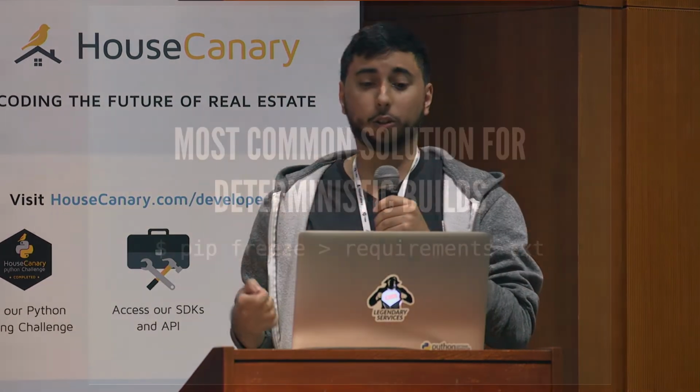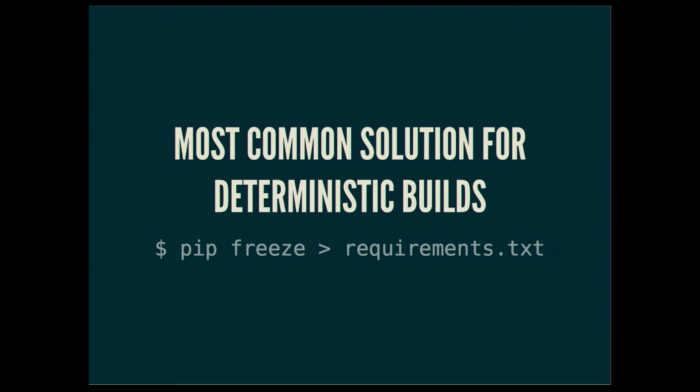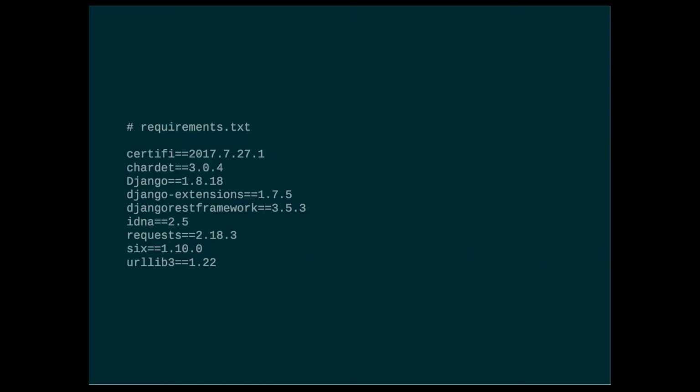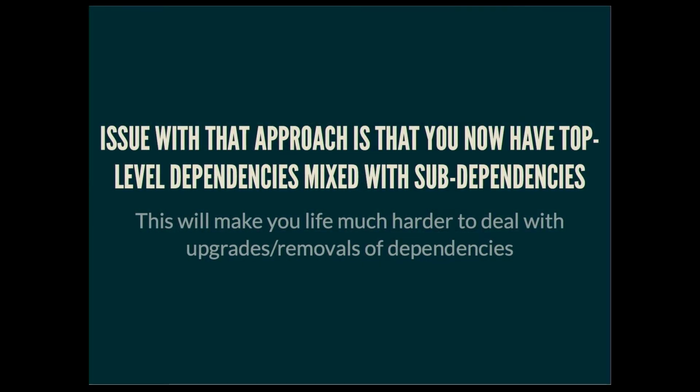One of the most common solutions for that is actually just freezing your entire install onto your requirements.txt file. What that does is it creates a big requirements.txt file that has the top-level dependencies as well as the sub-dependencies. And the issue with that is now it makes your life much harder if you ever need to upgrade your dependencies or even remove a dependency, because now you may not know which was a top-level or sub-dependency.